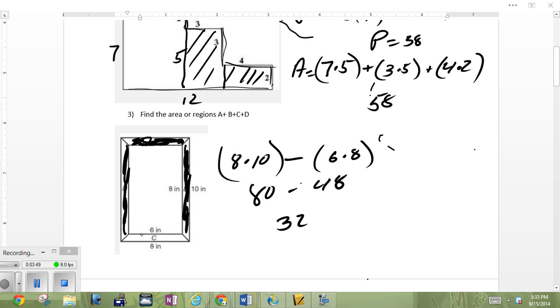It's easier to look at it that way than try to add up these pieces, because these are trapezoids right here, and we don't know the formula for the area of the trapezoid yet. So the easiest way is to look at the difference of the two rectangles.